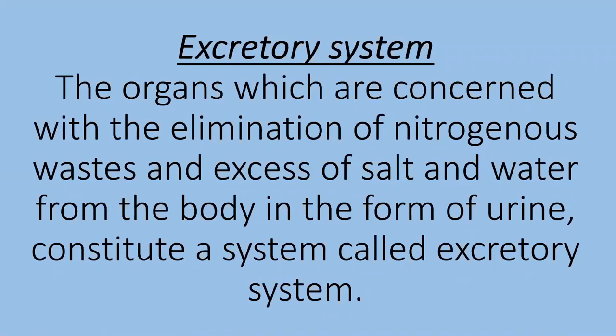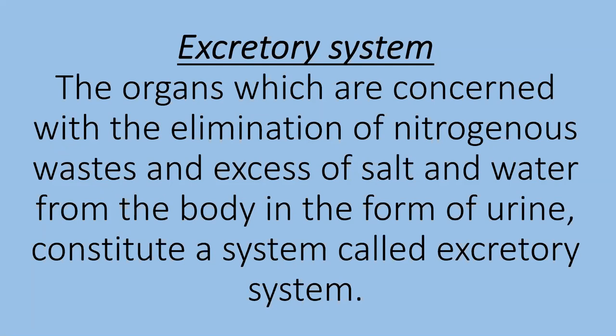So those organs which are concerned with the elimination of nitrogenous waste and excess of salt and water from the body, these nitrogenous wastes, salt and extra water form the urine. So it is passed out through a system, and that system is called the excretory system. This is found in all living organisms, even in a single-celled animal like amoeba. They perform the process of excretion. They have an excretory organ.